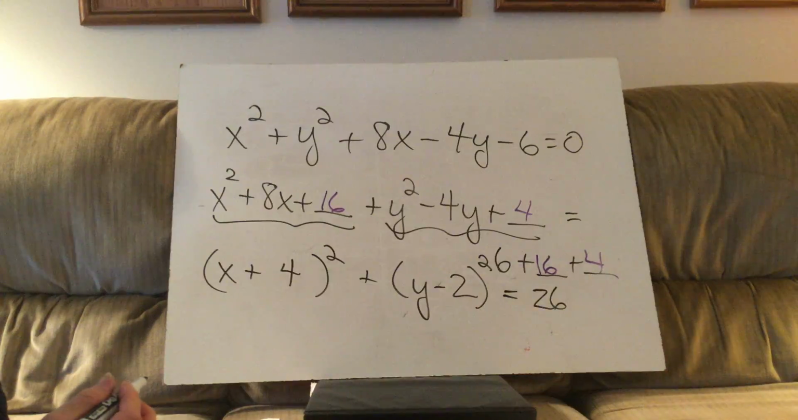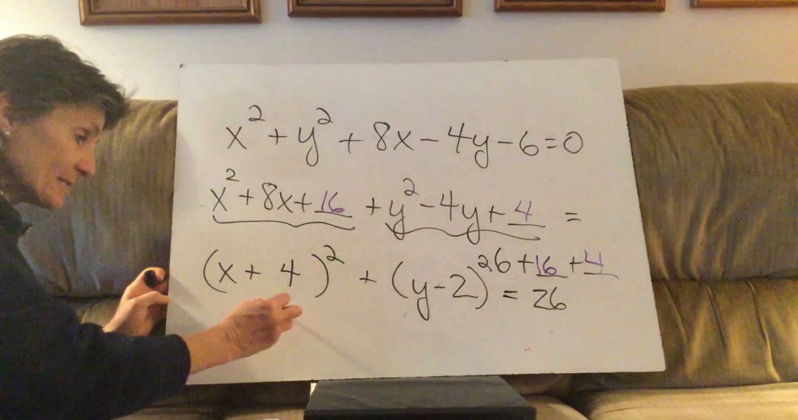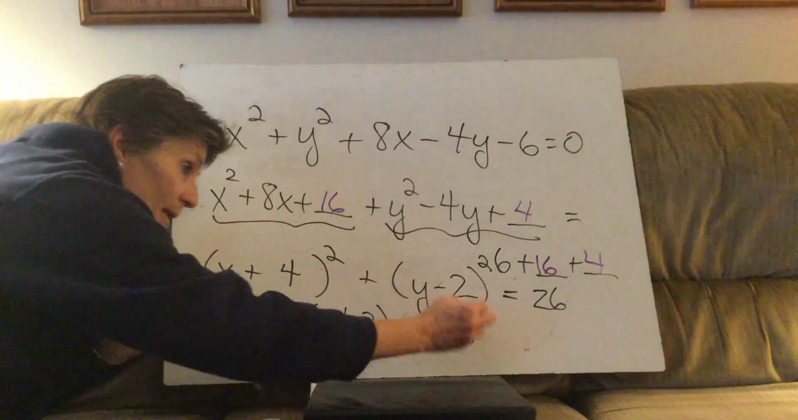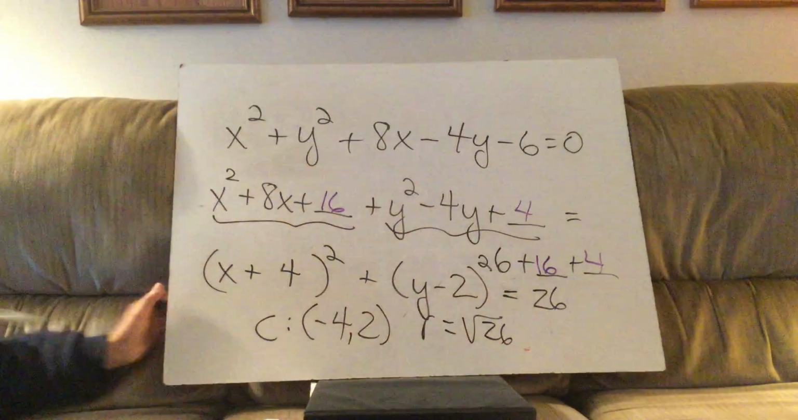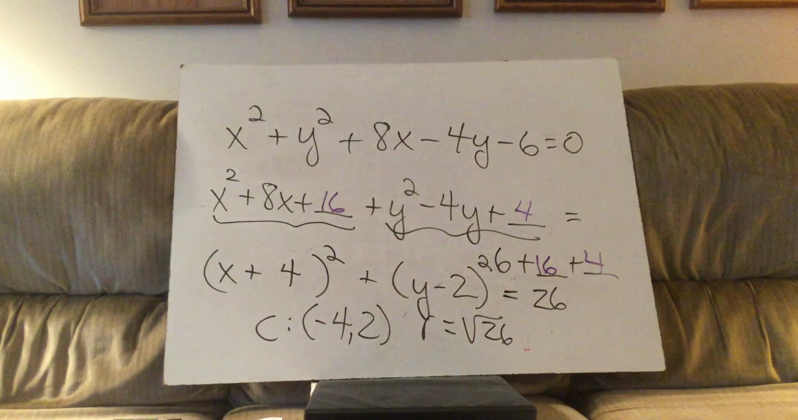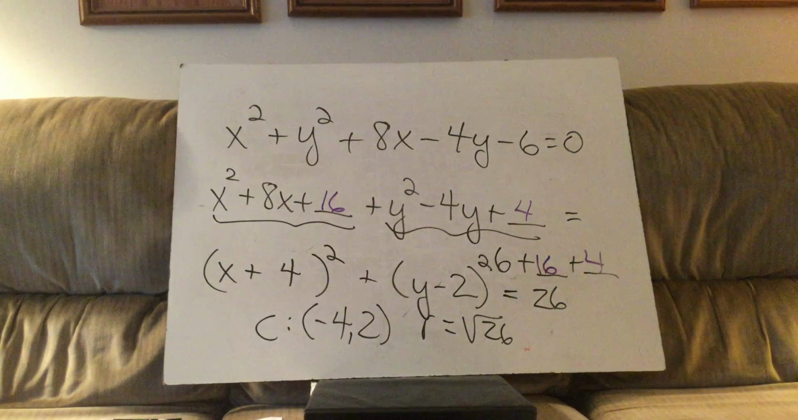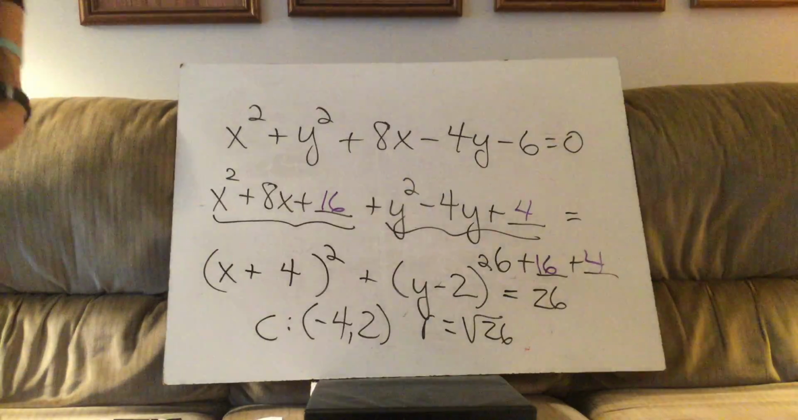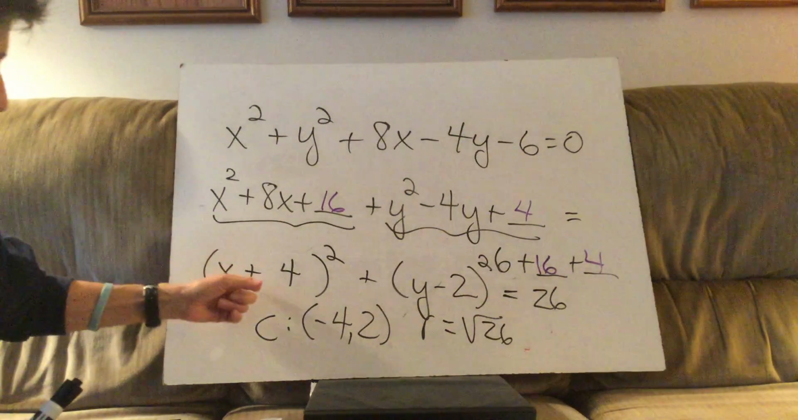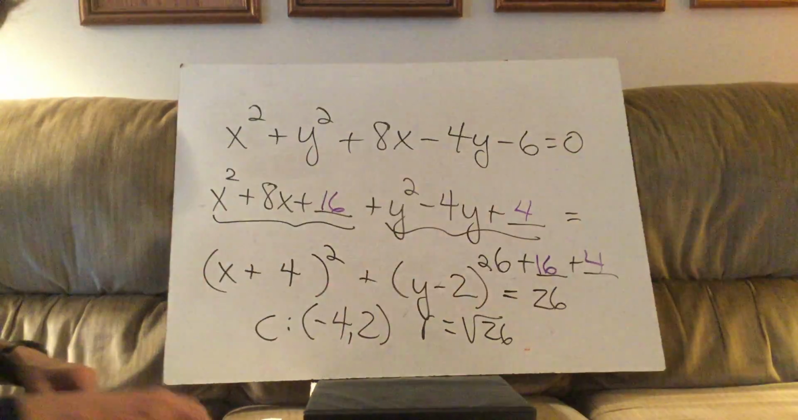So your job is to find the center. So the center is at negative 4, 2. And the radius is the square root of 26. It's backwards of the very first problem that we did here. We're finding the center and the radius. So we put our equation into standard form, and then it's easy. Negative 4, 2, square root of 26.